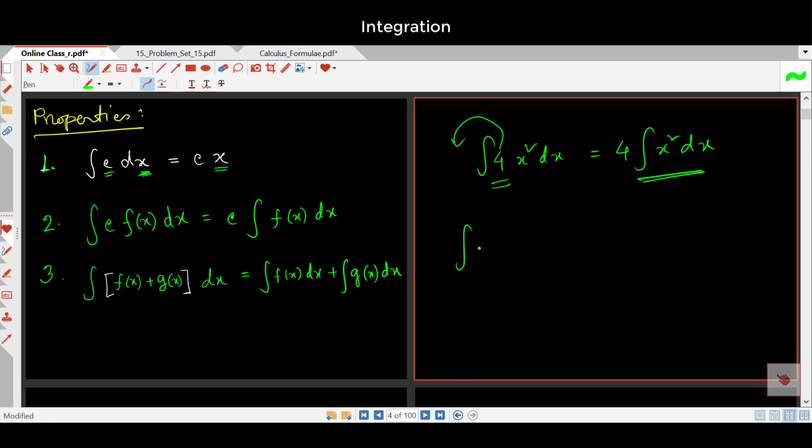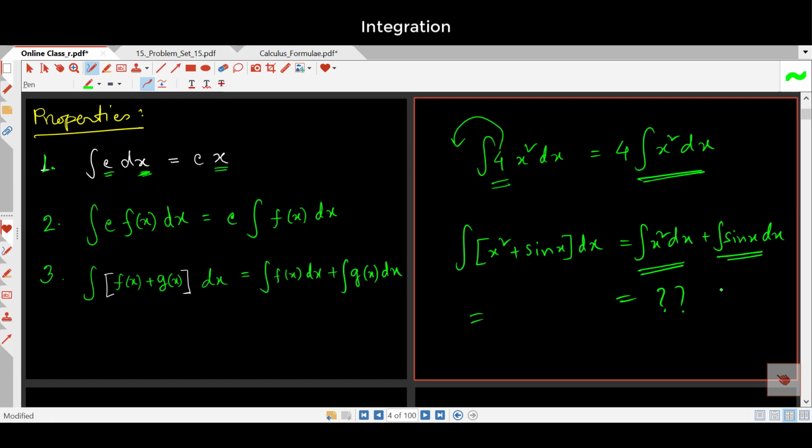For example, suppose you have the integration of x squared plus sine x, and we are integrating with respect to x. So you can write it separately, that is, integration of x squared plus integration of sine x. And now you have to find the answer using the formula. So that is about the sum property.